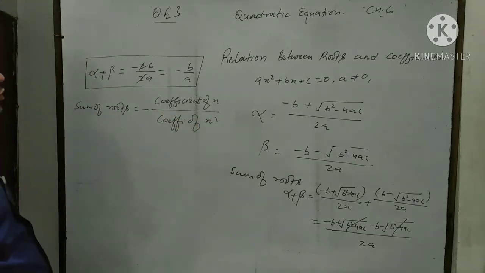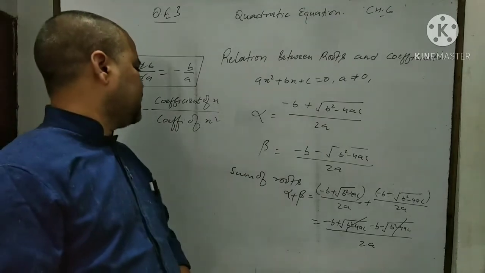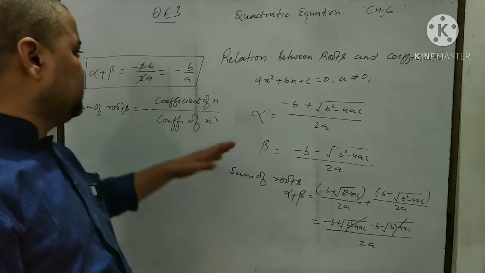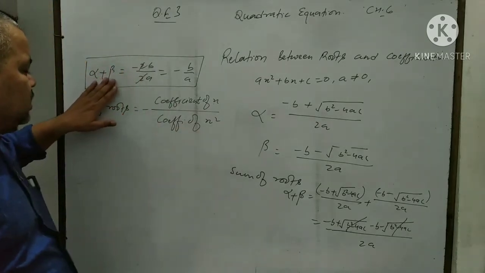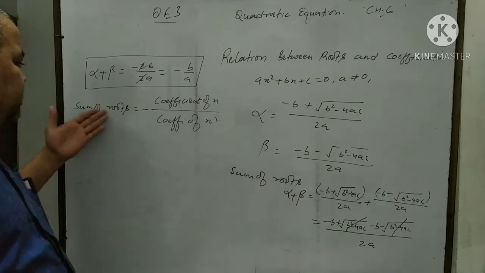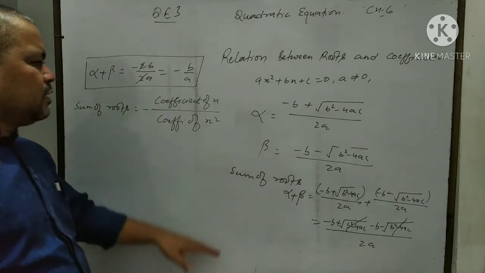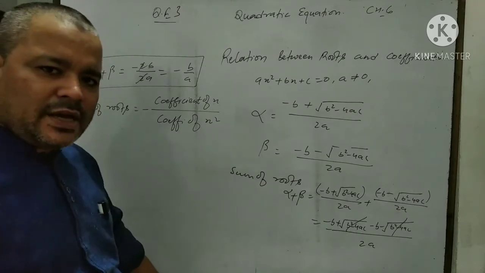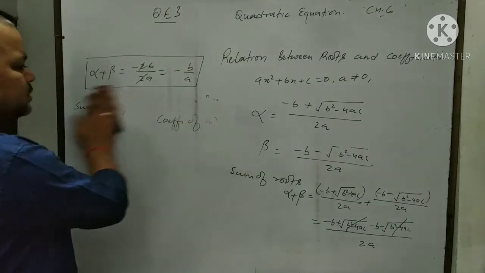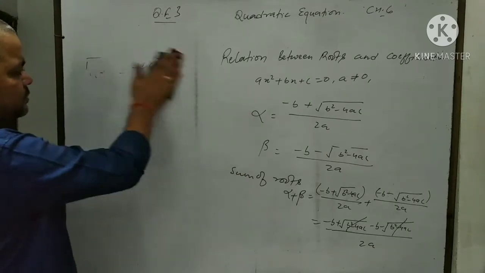Sum of the roots is equal to minus coefficient of x upon coefficient of x square. So here very simply we prove that the sum of the roots alpha plus beta is equal to minus b by a, which is known as sum of the roots is equal to minus coefficient of x upon coefficient of x square. Now let us find the product of roots.